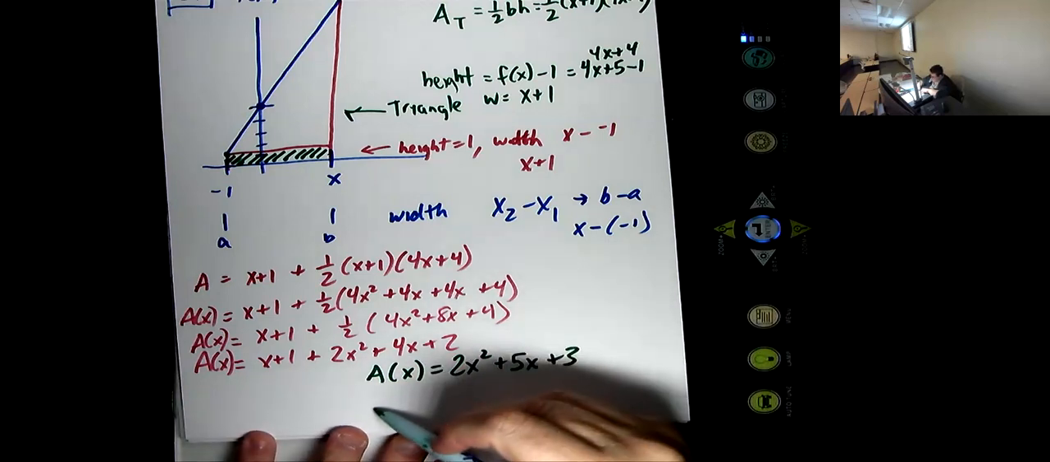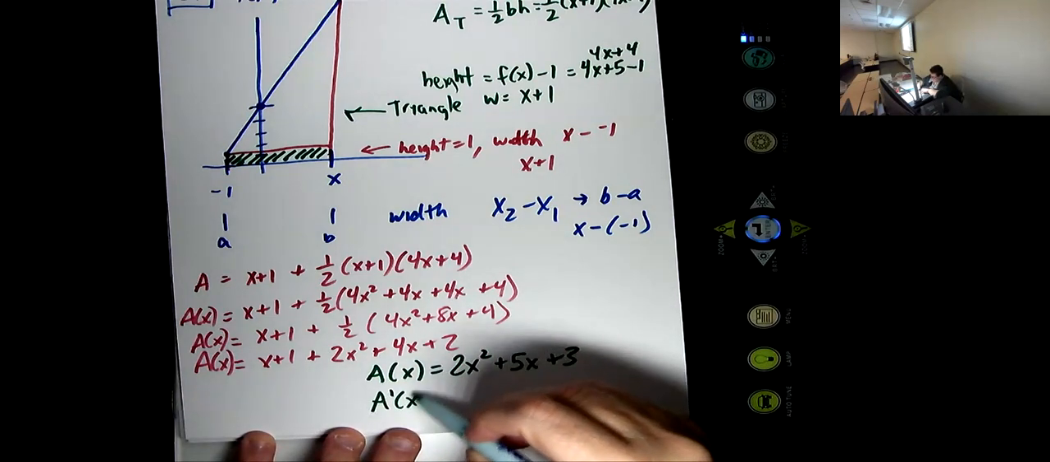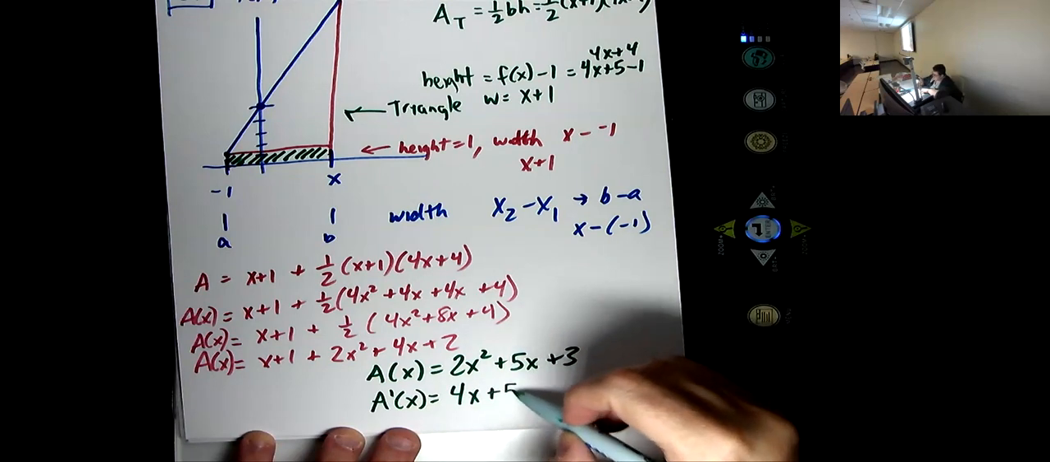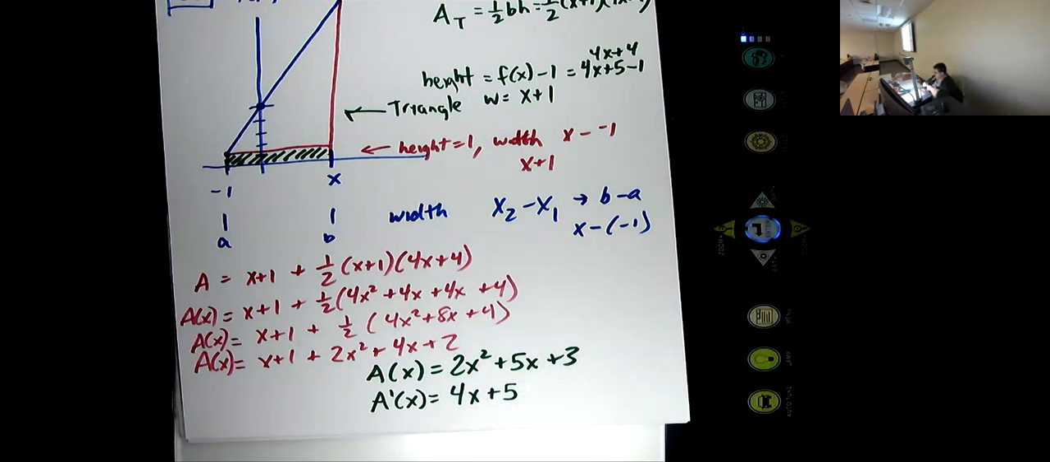Notice A prime of x is 4x plus 5. So we haven't done the antiderivative method yet. This was just showing how they're connected with an example. Now I'll let you finish writing it down, and then we're going to start thinking about how do we go backwards.